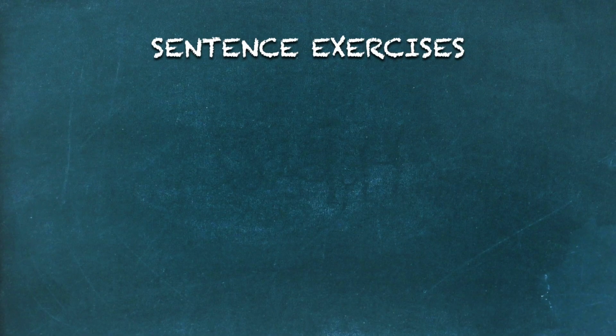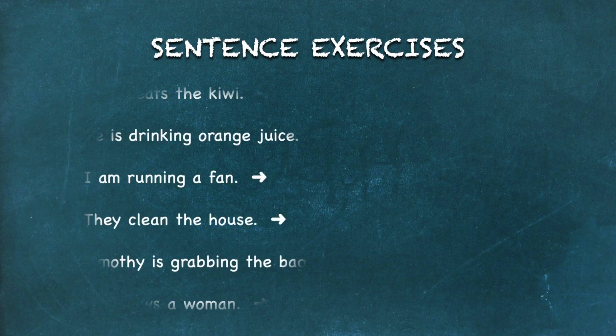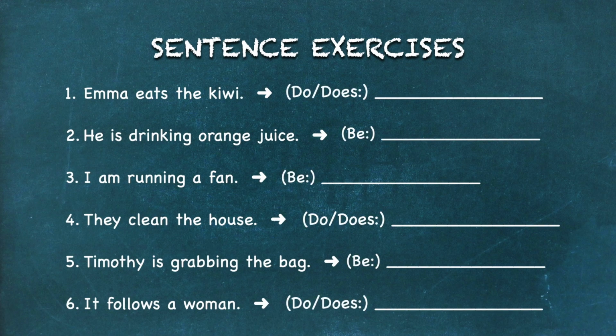Now we will have our exercises. I have 6 exercises for you. I'll read each one. Number 1, Emma eats the kiwi. Number 2, he is drinking orange juice. Number 3, I am running a fan. Number 4, they clean the house. Number 5, Timothy is grabbing the bag. And number 6, it follows a woman.